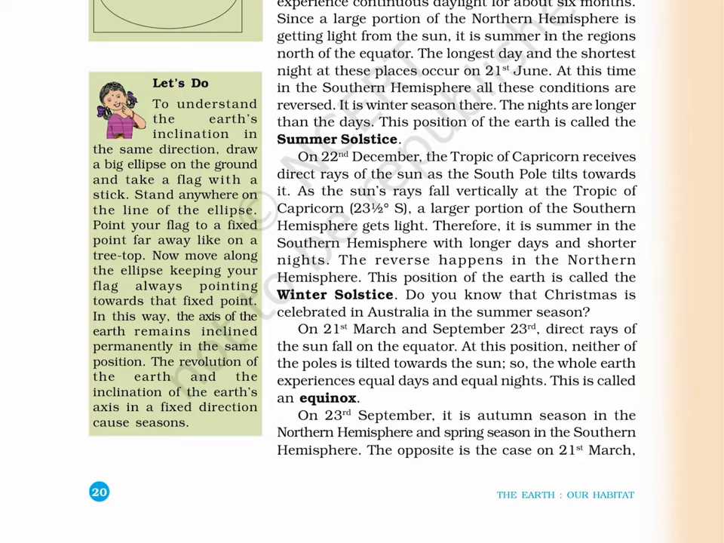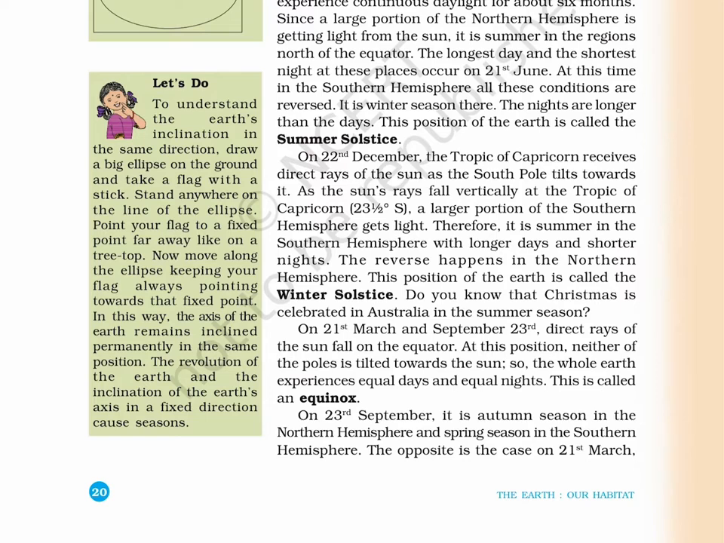This is called equinox. On 23rd September, it is autumn season in the northern hemisphere and spring season in the southern hemisphere. The opposite is the case on 21st March, when it is spring in the northern hemisphere and autumn in the southern hemisphere.